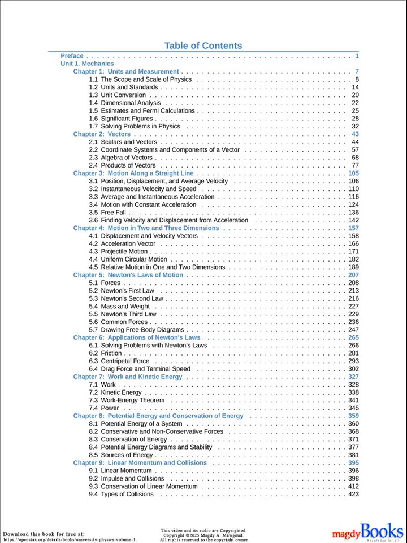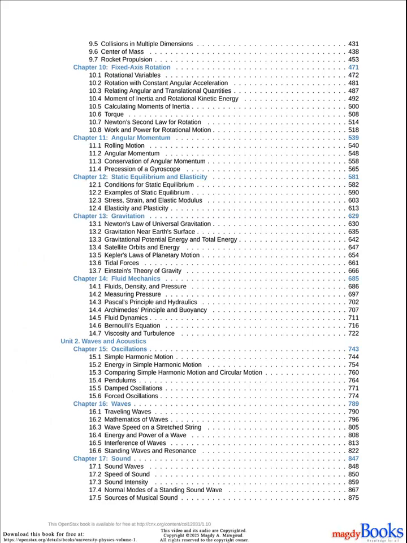Chapter 9. Linear momentum and collisions. 9.1. Linear momentum. 9.2. Impulse and collisions. 9.3. Conservation of linear momentum. 9.4. Types of collisions. 9.5. Collisions in multiple dimensions. 9.6. Center of mass. 9.7. Rocket propulsion.